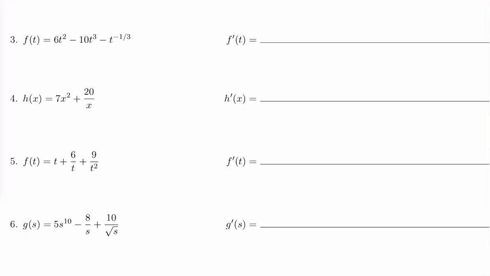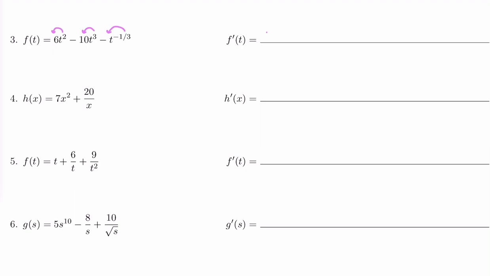Here we have the start of bringing down the power and subtracting 1 for the new power, but with different variables and with some negative and fractional exponents. So looking at this 6t squared minus 10t cubed minus t to the negative 1/3, I'm going to bring down those powers and subtract 1 for the new power for each one of those.